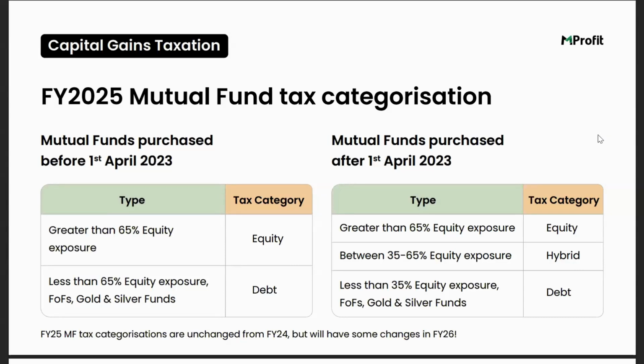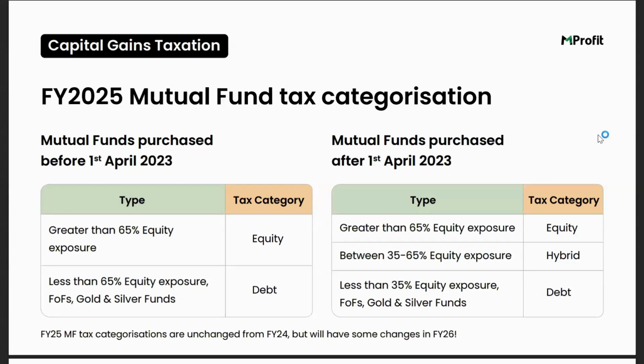category. So if the exposure is more than 65%, the taxation of equity mutual funds will be applicable, as the fund will be categorized as an equity mutual fund. For all other cases where the exposure to equity is less than 65%, if it is a fund of fund, or if it is a gold or a silver mutual fund, it will be categorized as a debt mutual fund.